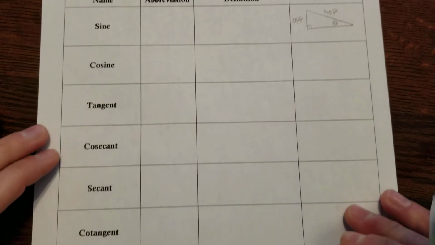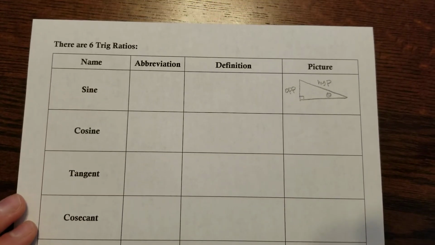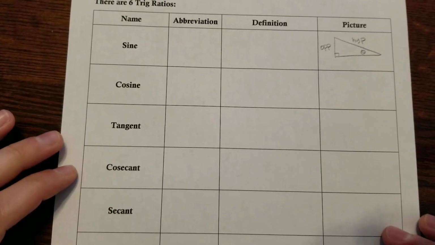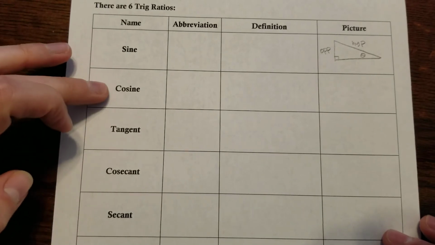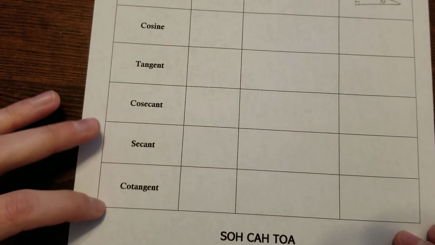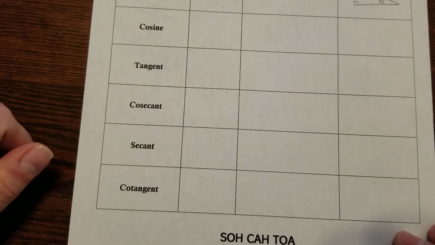Okay, so I've got a table here. We're going to fill this table out. You can see that I don't just have those 3 trig functions. There's my tangent, my sine, and my cosine, but I have 3 other ones as well. So there are 6 trig functions total.